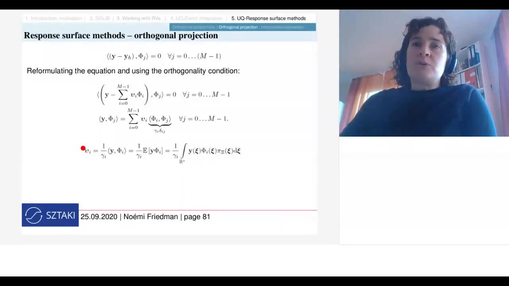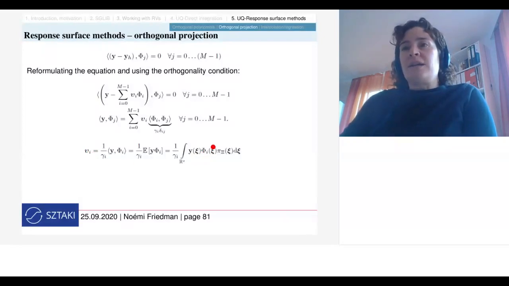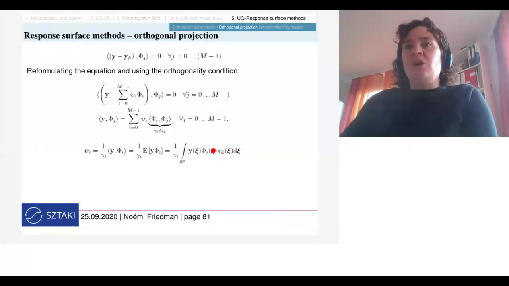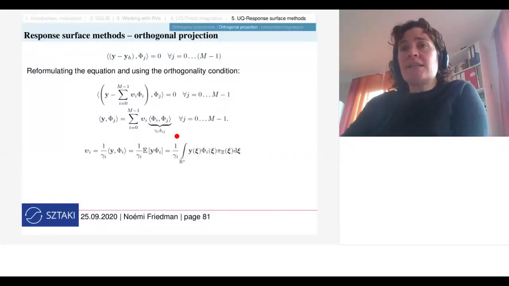So how to compute the ith coefficient? I take the basis function, I take the product with the response or the quantity of interest, and then I integrate it weighting by the probability distribution of the underlying probability measure and dividing it by the norm of the polynomial. So this is how I compute it.